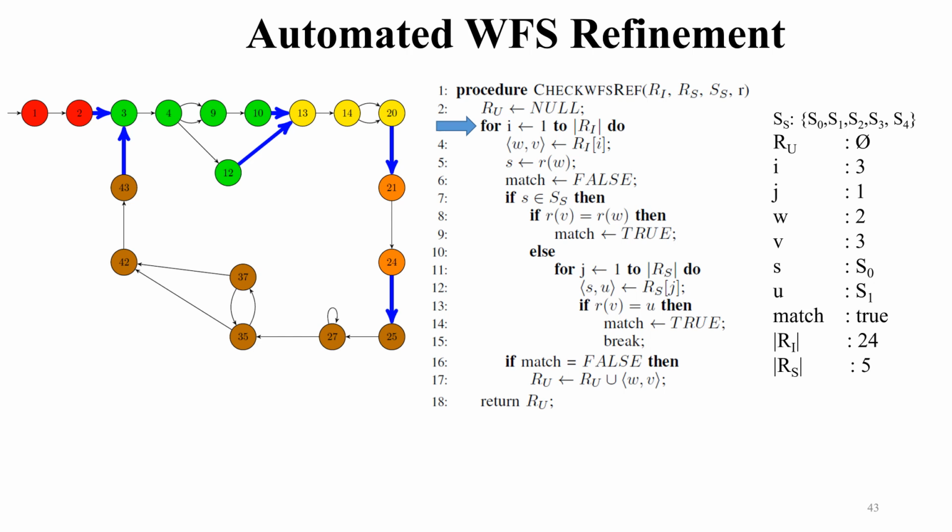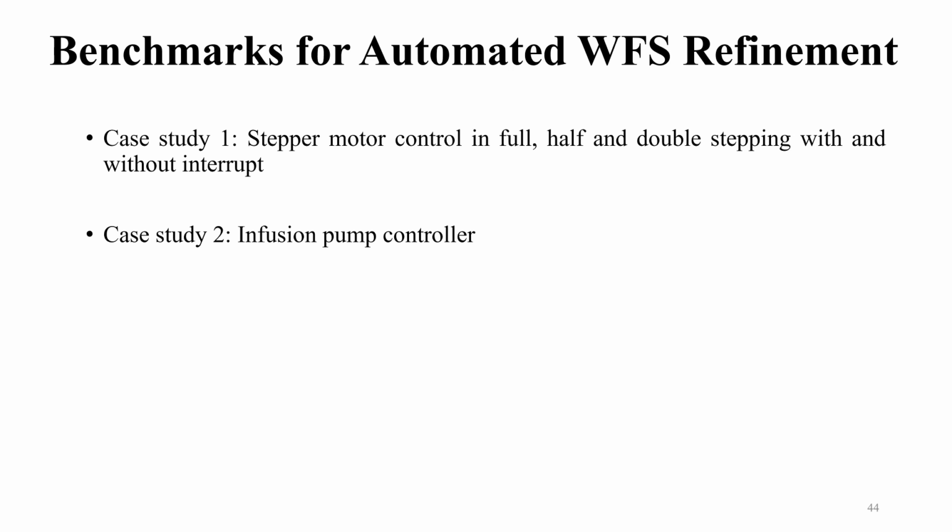If there are no bugs in the system, RU is empty, which means there are no counterexamples, and both the implementation and specification transition systems match each other. In case the implementation transition system doesn't match the specification transition system, we get the set of transitions that are not satisfying the specification in our counterexample set RU.